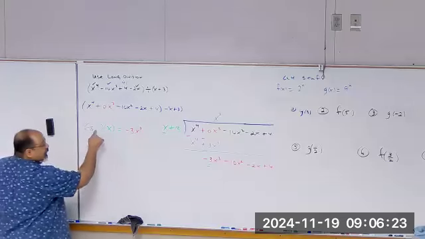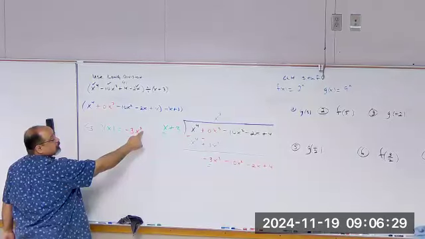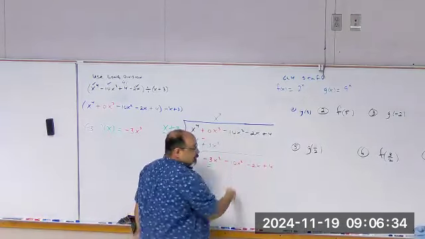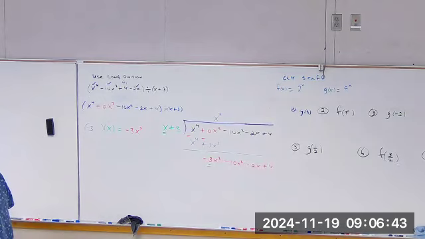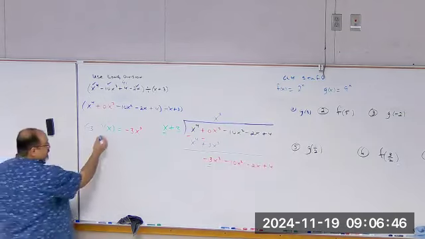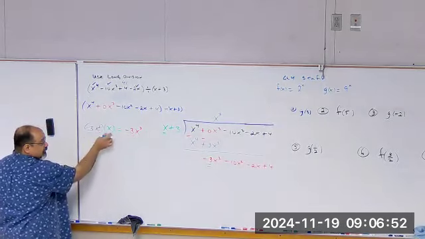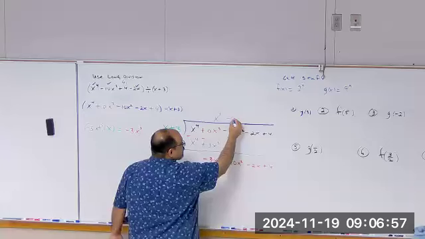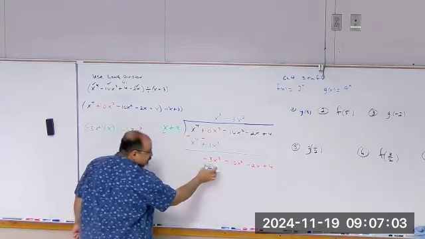Then, what times x to the first will give you x to the third? What column am I going to be in? There's a huge clue. I'm not going to go to the left. I'm going to go to the right. So the next column over would be an x to the second. And x to the second times x to the first would be x to the third. So negative 3x to the second times x is negative 3x to the third. That's going to be my next term.